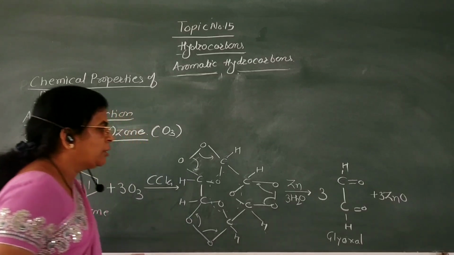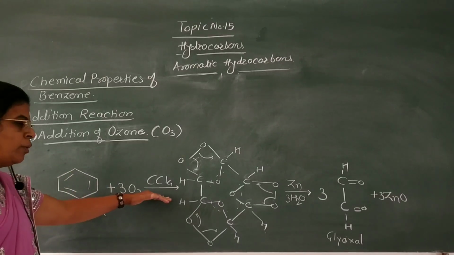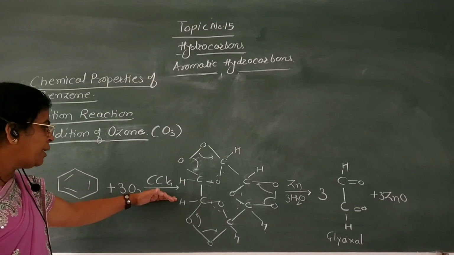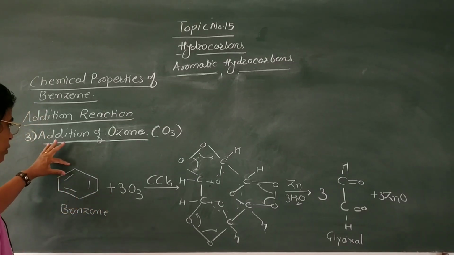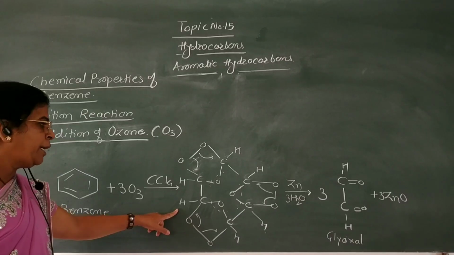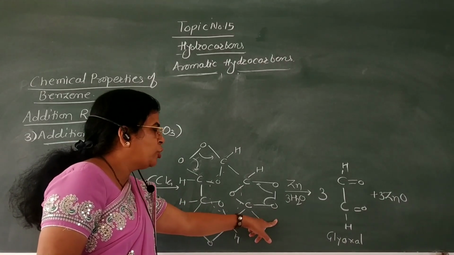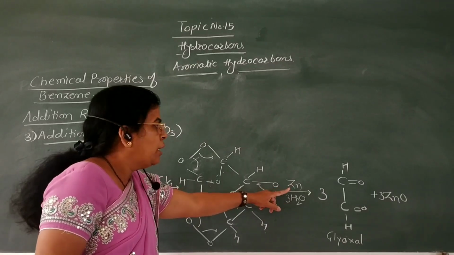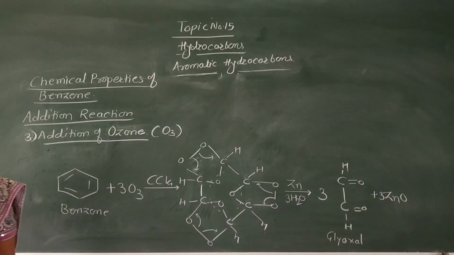This is glyoxal. Glyoxal formation takes place. In this way, benzene undergoes ozonolysis in presence of inert solvent like carbon tetrachloride. Addition of 3 molecules of ozone takes place across the double bond of benzene to form benzene triozonide, and when this benzene triozonide undergoes decomposition in presence of zinc, formation of 3 molecules of glyoxal takes place.